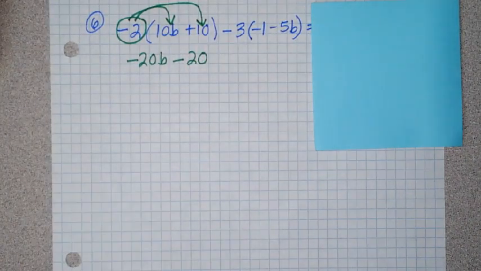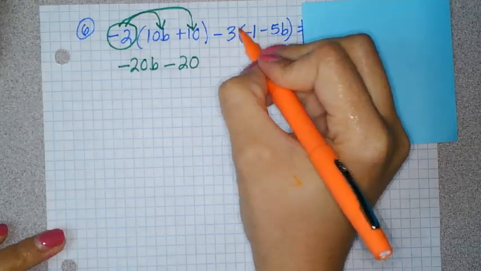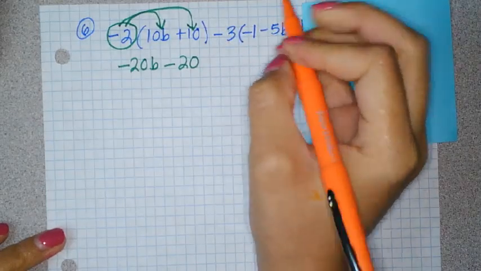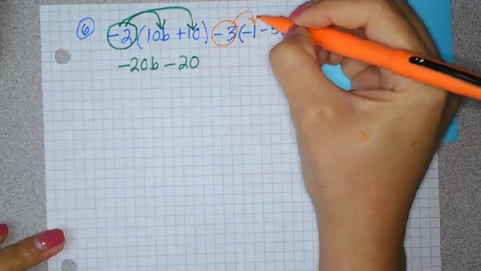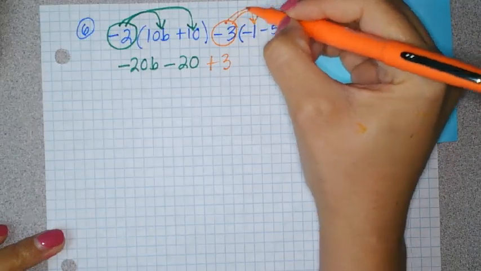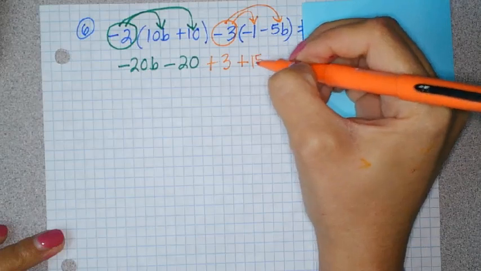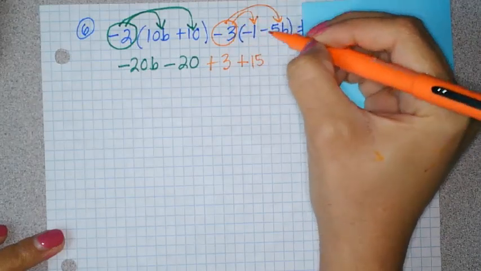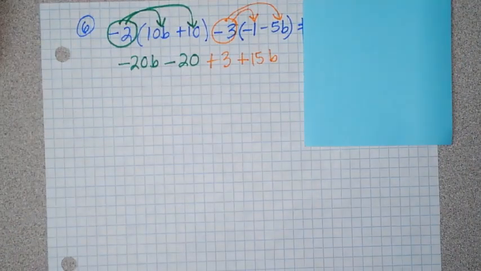Now I also have another distributive property to do. So I have to apply it again. This negative 3 is being multiplied by all of this. So I circle it and I say negative 3 times negative 1, that will give me positive 3. Negative 3 times negative 5b, that will give me positive 15b, right? Negative times a negative is positive, negative times a negative is positive.